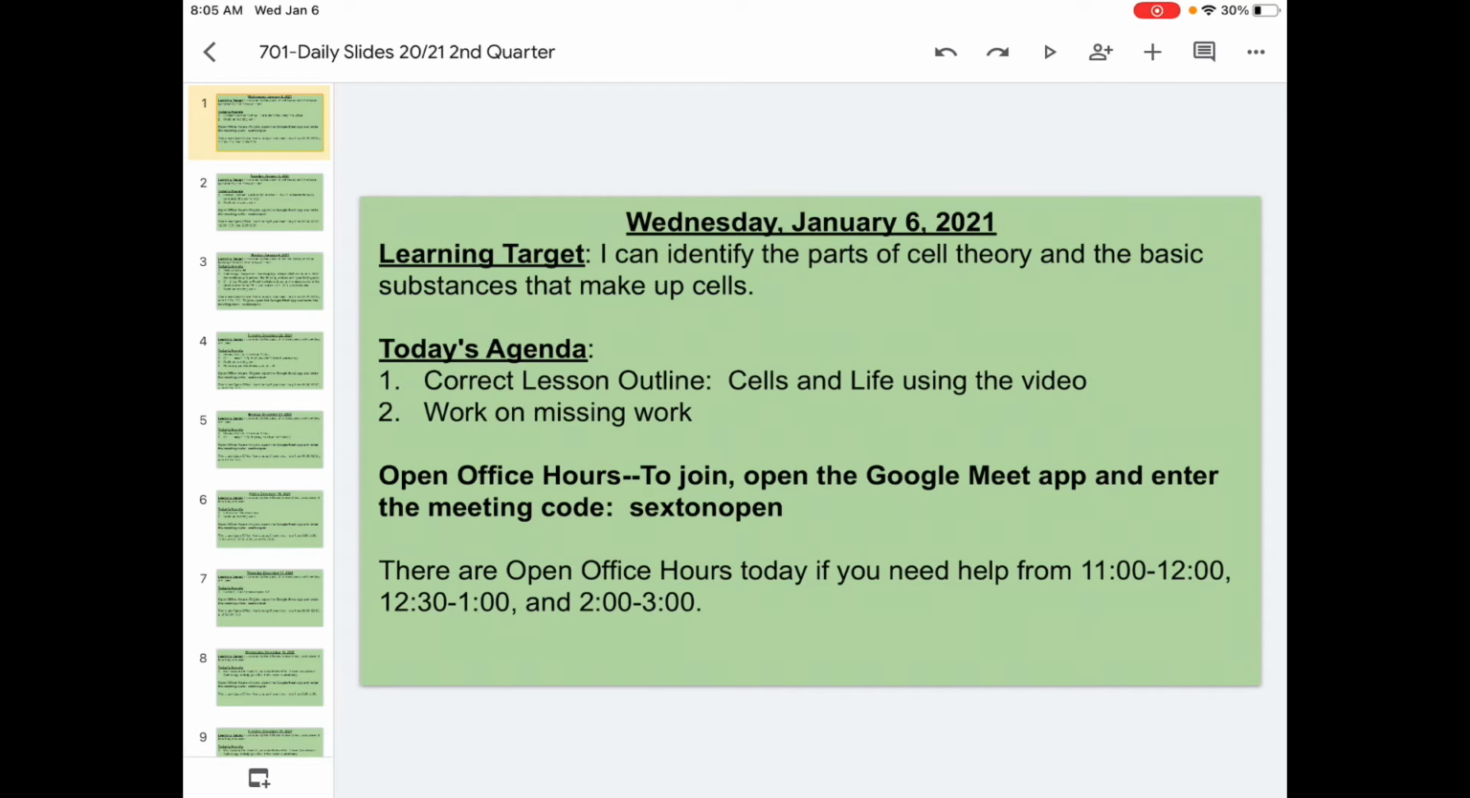The office hours today will be open a lot in the afternoon. These hours are not necessarily correct, they're on this slide, but I'll have open office hours from 11 to 12. And then most of the afternoon, 1 to 3, will be open office hours today.